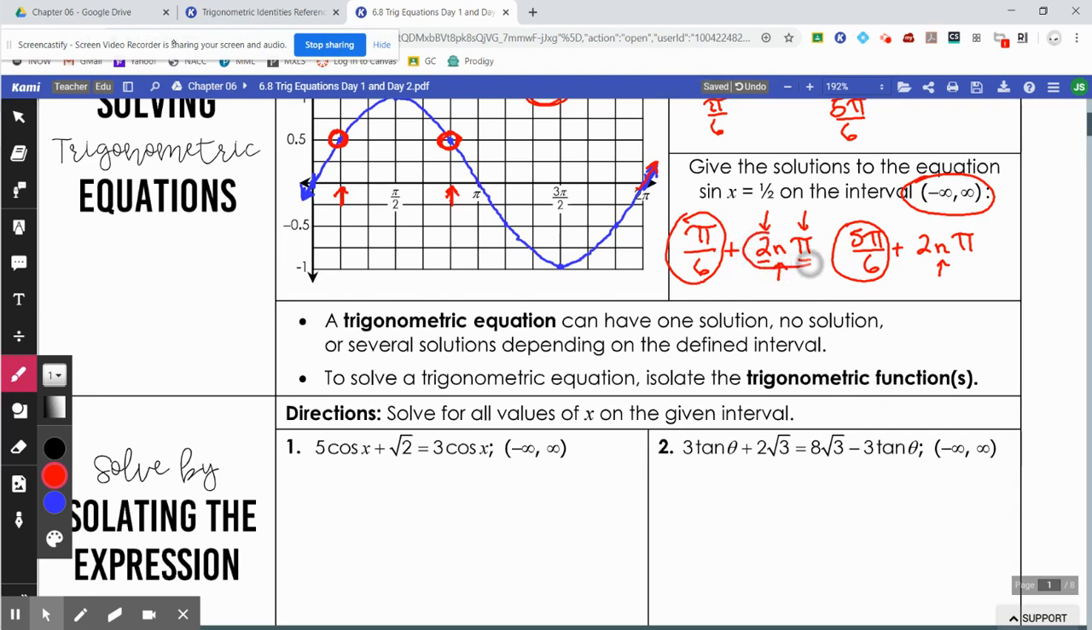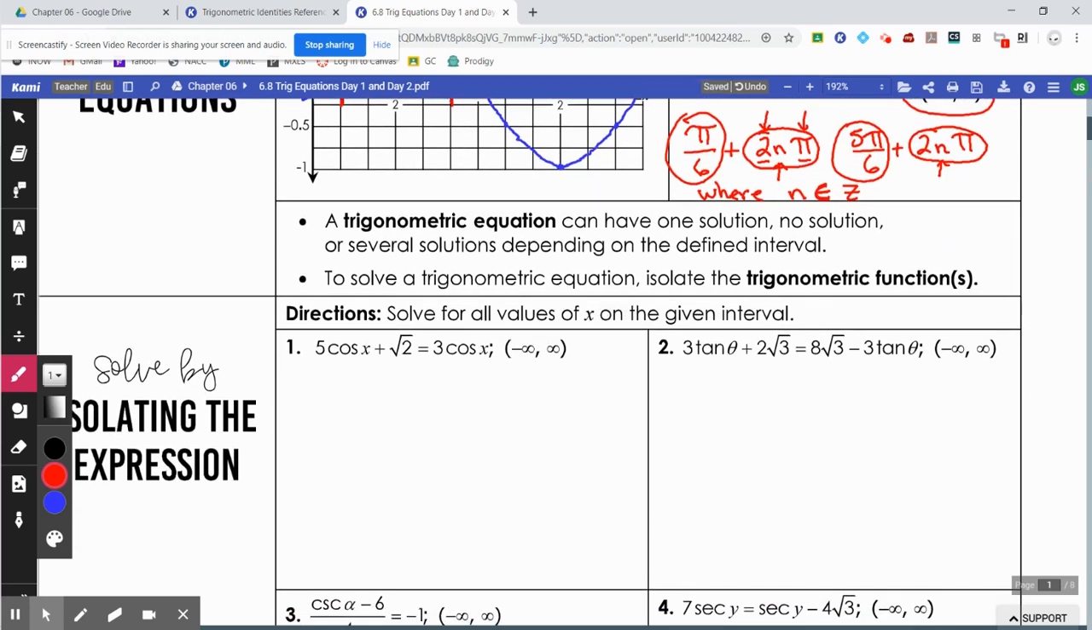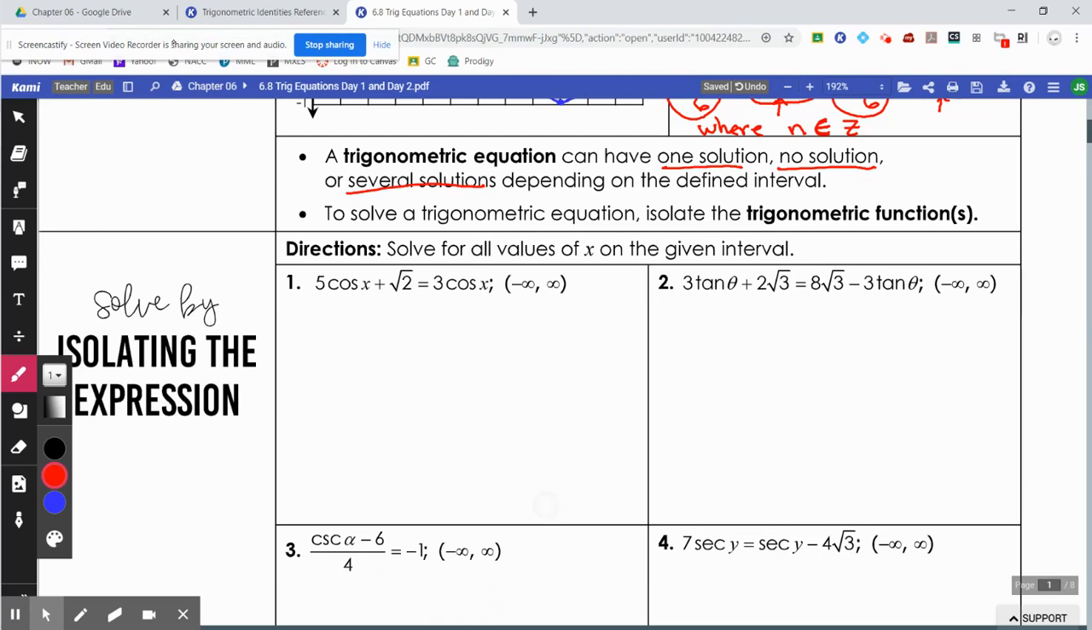But this right here is simply how we tack on the infinite answers, all those other answers. So we need to write down somewhere where n is an integer. I'm going to put n as an element of the Z's, which means n is an element of the integers, or n is an integer. A trig equation can have one solution, no solutions, or several solutions depending on the defined interval. To solve a trig equation, here's the key.